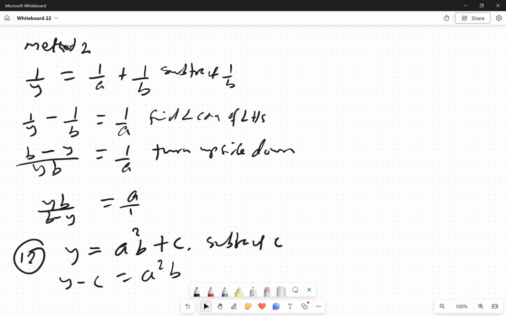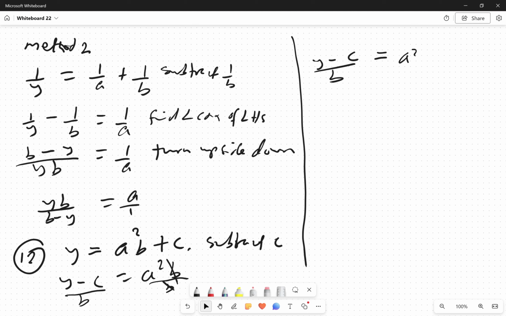We are looking for a, so it means we have to divide by b on both sides. b will cancel b. So we have y minus c over b is equal to a squared. But we are not looking for a squared, we want a. So it means we have to take the square root. I have the square root of y minus c over b, and it's equal to a. The square root of a squared is a. And that is our answer.